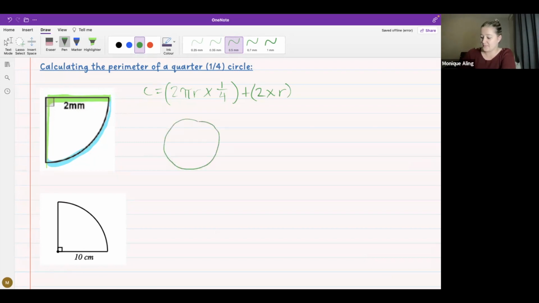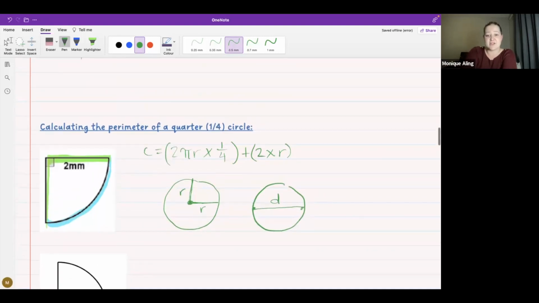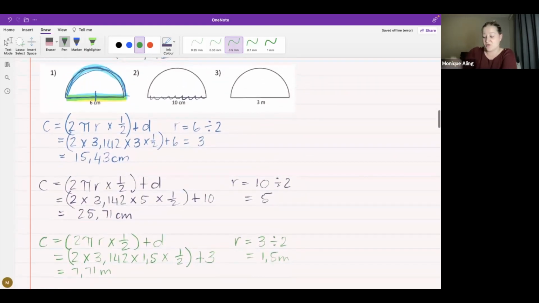So if we look at a circle, here's the midpoint. We are basically looking at this section of the circle. Can we agree that the radius is from the middle to the edge? Diameter is from this side to the other side. So we divided by 2 in the previous one because we had the diameter. We had one edge to the other edge, the distance from one edge to the other, and we needed the radius specifically in our formula. So that is why we divided by 2 here.